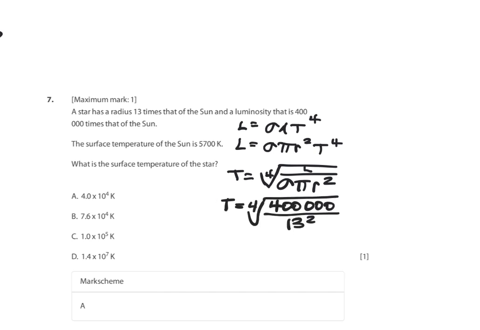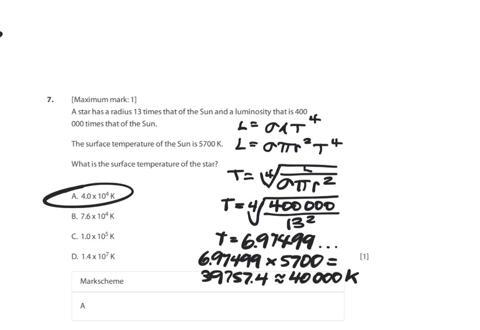So 13 times the radius, 400,000 times the luminosity. Get rid of the Stefan-Boltzmann constant and pi because those are constants. Let's see what the proportional change is. When you run the numbers through, you get that the temperature of the new star is roughly 7 times the temperature of the sun. And 7 times 5,700 is 39,900, and if we round that off to 2 sig figs, we get 4.0 times 10 to the 4, which is A. We're using that formula a lot.